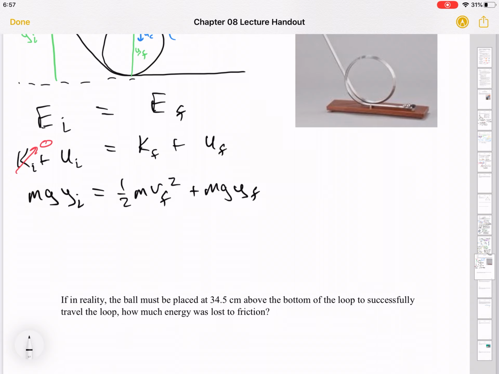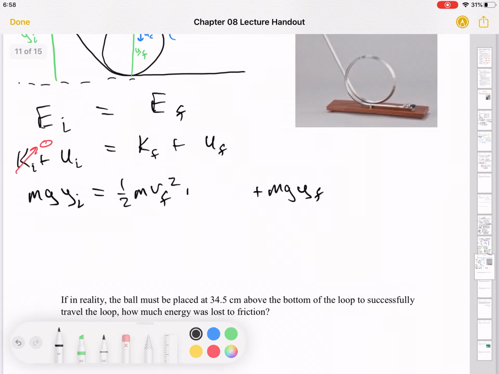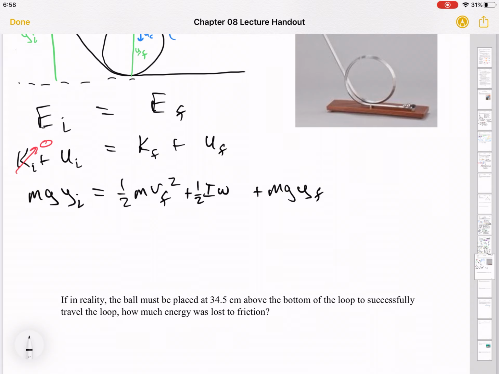So that's almost all of it, but that's not all of it, right? Because I need to include the fact that this thing is rotating as well. If this was all I did, I would underestimate how high this needs to be, right? Because the gravitational potential needs to go not just into linear motion, but also into rotational kinetic energy. All right, so I'm suggesting I need to add one more term in here, which is half I omega final squared.